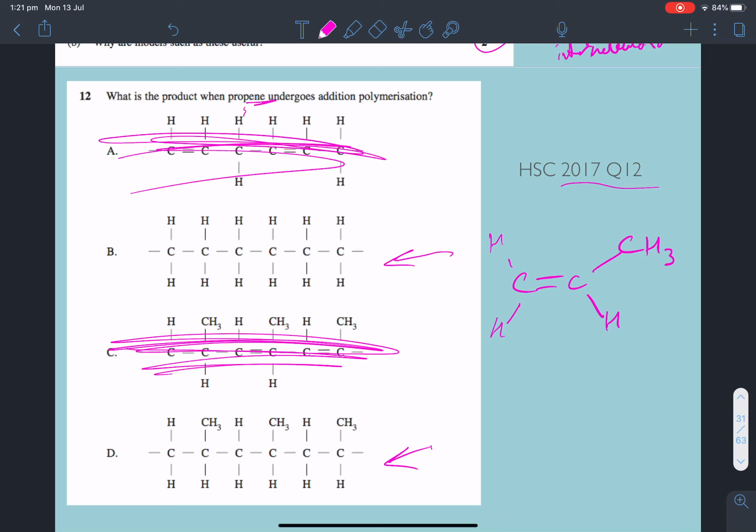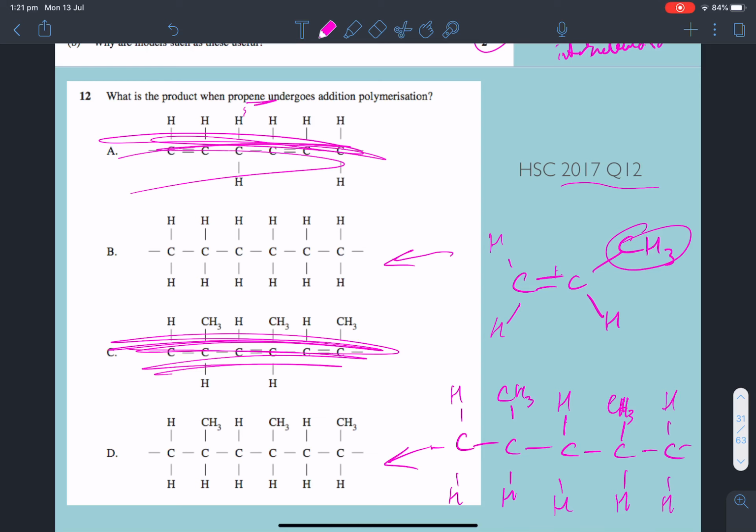Okay, well, now let's look at that. The double bond's going away, and we're going to form a carbon backbone. On one side it's going to have an H and an H, and on the other side it's going to have H and a methyl. And then it's going to repeat. H, H, H, methyl. H, H, H, methyl. Okay, it is D.